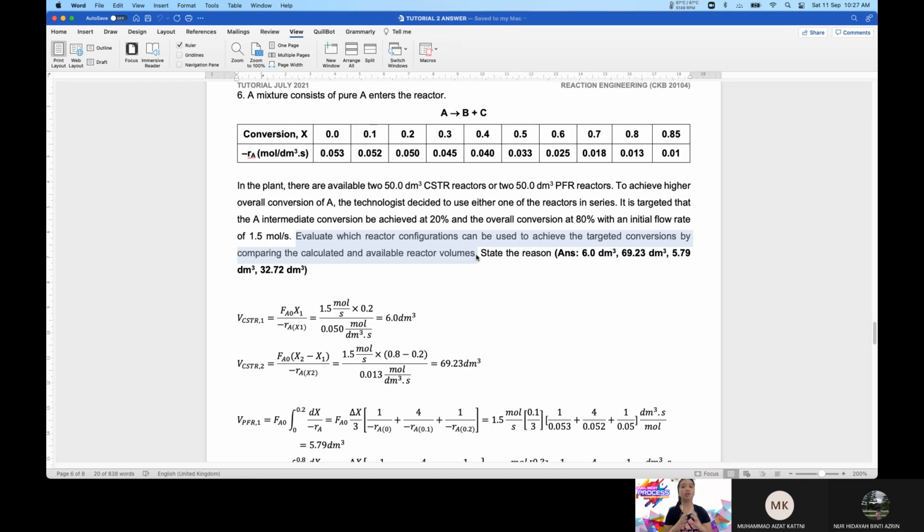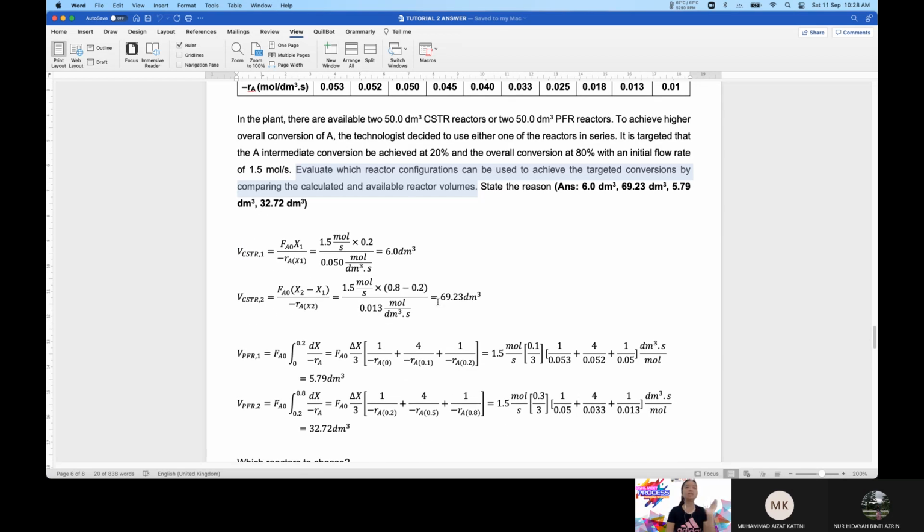Tapi dalam kes ni a bit tricky sebab dia ada bersiri 2 reaktor. Means kamu kena make sure dua-dua reaktor tu dia punya volume minimum tu mesti lebih kecil daripada volume reaktor yang sedia ada. Baru kamu boleh run configuration tu. Means kalau satu boleh, satu tak boleh pun kamu tak boleh run sebab dia in series. You cannot bypass. You have to run both. So you have to check make sure first and second reactor in series must fulfill the requirement and you have 2 different configuration.